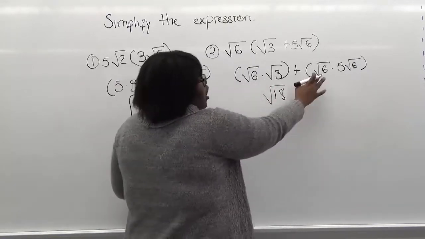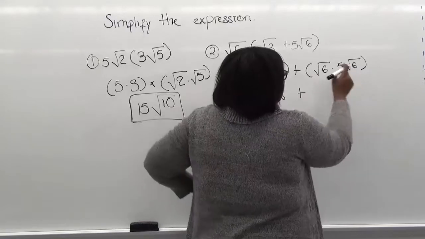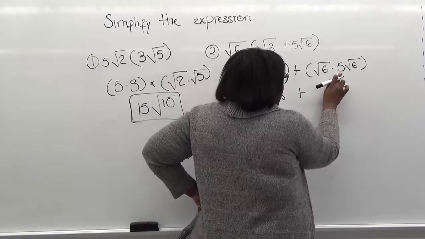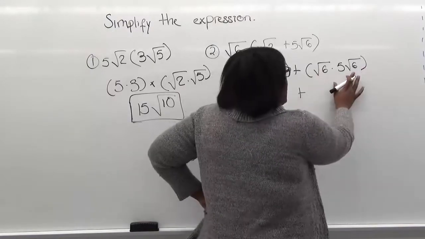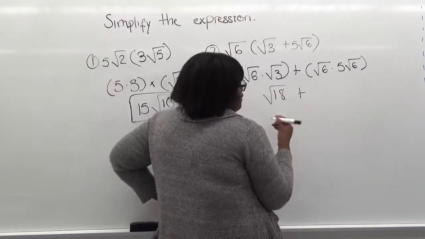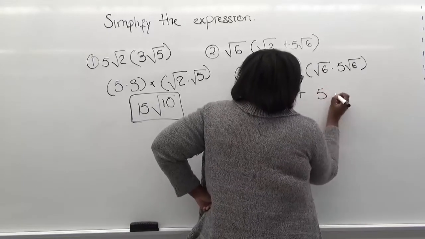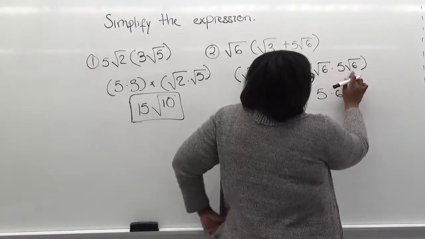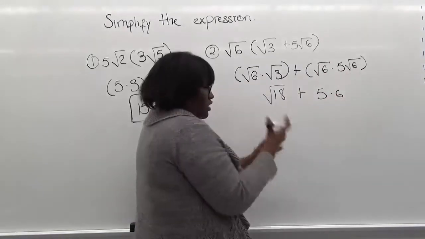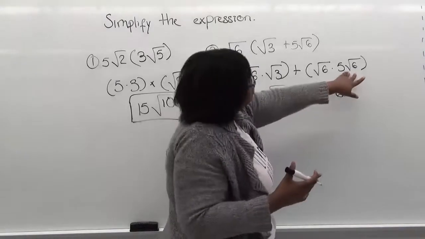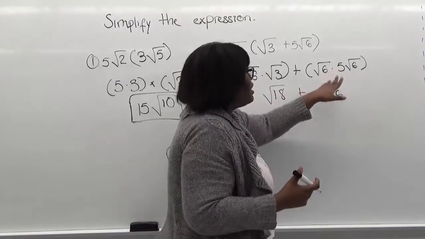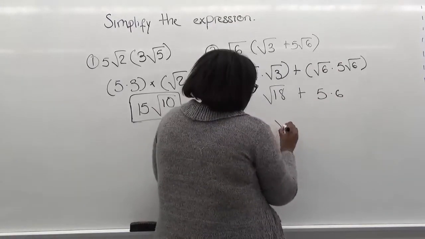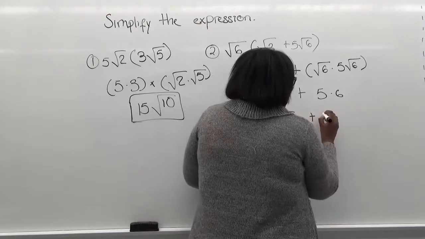Now for this, we have radical 6 times 5 radical 6. Now, we cannot multiply this radical 6 by 5, but we can multiply radical 6 by radical 6. So we will have 5 times 6. Where we get 6 from, we know that radical 6 times radical 6 will give us 6, because a radical times its radical self would just be the number that's underneath that radical. So this would give us 30. So we're going to have radical 18 plus 30.